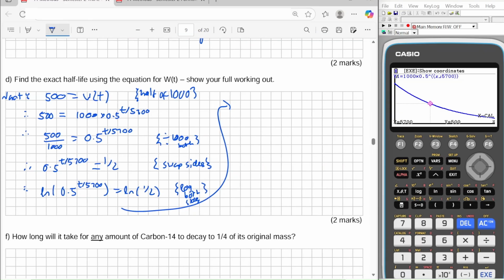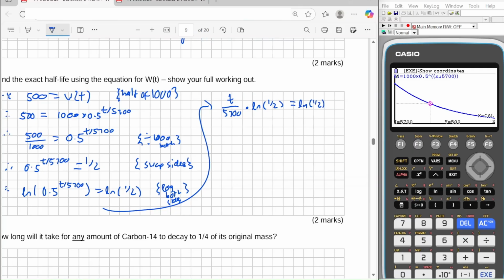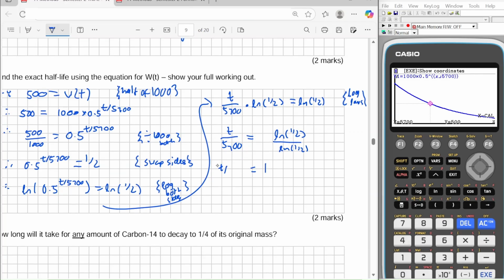We can use log laws. So t over 5700 out the front times log of a half equals log of a half. We need to give an explanation there, so we can say log laws. Then we need to divide by log of a half, so t over 5700 equals log of a half over log of a half. I think that's hopefully explanatory. I don't need an explanation there, which equals 1. Therefore, t is 1 times 5700, which is 5700 years.